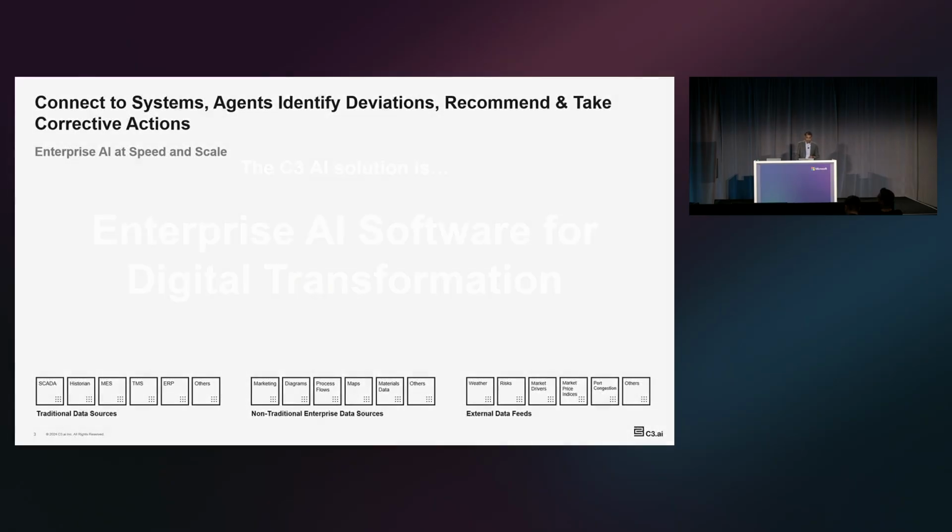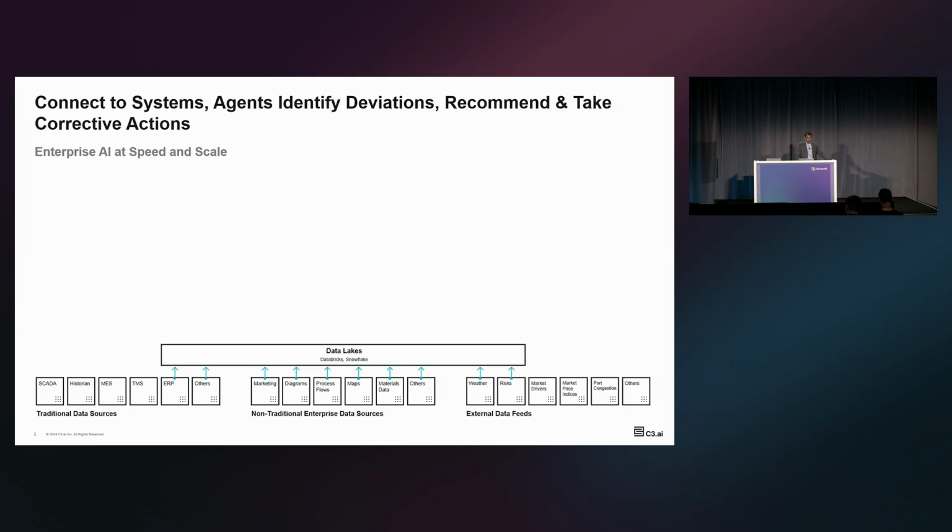The core of C3 AI is really an object modeling or an ontology layer. So that's what I'm going to talk about as well. So here you have traditional AI sources on the left-hand side. So these are things like your ERP systems, your CRM systems, your data historians, et cetera. You may have non-traditional data sources as well. So you need to model things like, let's say, process maps, or you need to model things like marketing diagrams. And then you may have external feeds, weather, news, social media. And the challenges for any enterprise are, how do they unify these data so that they can then solve the business problems that they have to? And that's where we really shine.